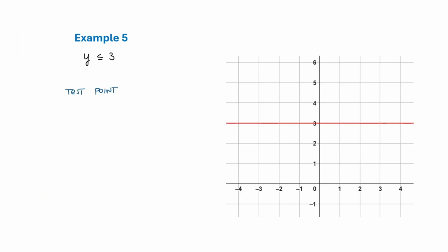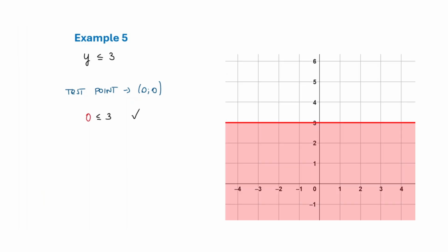We can also check this by using a test point that does not lie on the line. For example, we can use (0, 0). So we substitute y equals 0 into the original inequality. We get 0 is less than or equal to 3. This is true. So the region containing (0, 0) is part of the solution. Therefore, we shade the region below the line y equals 3.